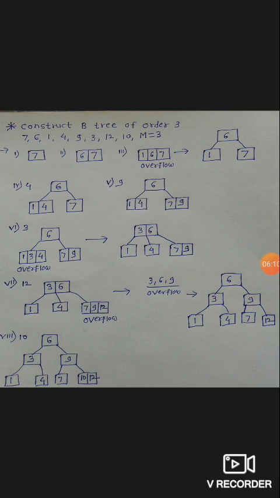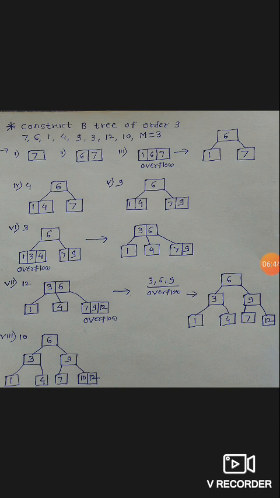So it becomes 6, left of 6 becomes 3, right of 6 becomes 9, left of 3 becomes 1, right of 3 becomes 4, left of 9 becomes 7, right of 9 becomes 12. Next is nothing but 10. As we know 10 is greater than 6, it is added at the right hand side. Again it is greater than 9, again it is added at the right hand side.